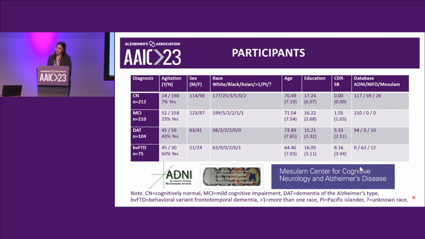And across the different types of dementia syndromes, the prevalence of agitation varied from 25% in the MCI group to 43% in DAT and 60% in the BVFTD group. And there was even a 7% prevalence in the cognitively normal individuals.